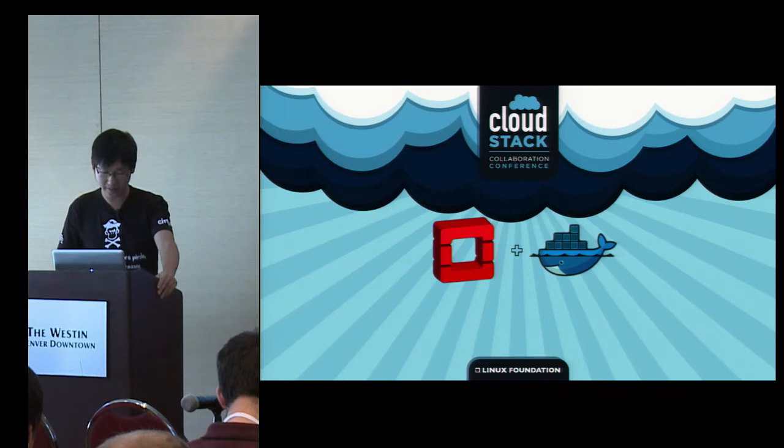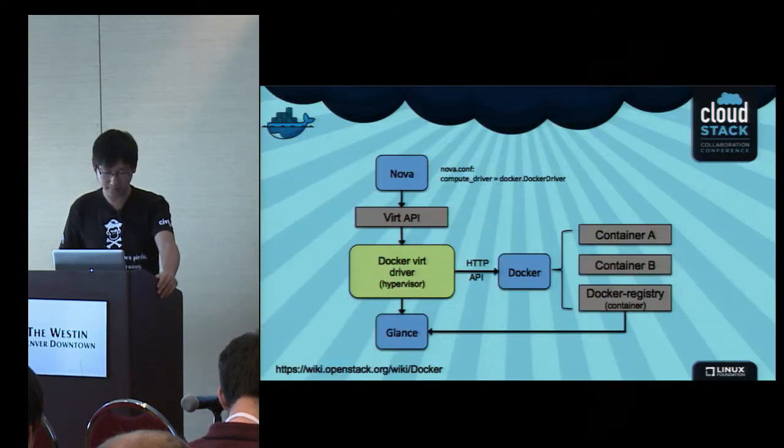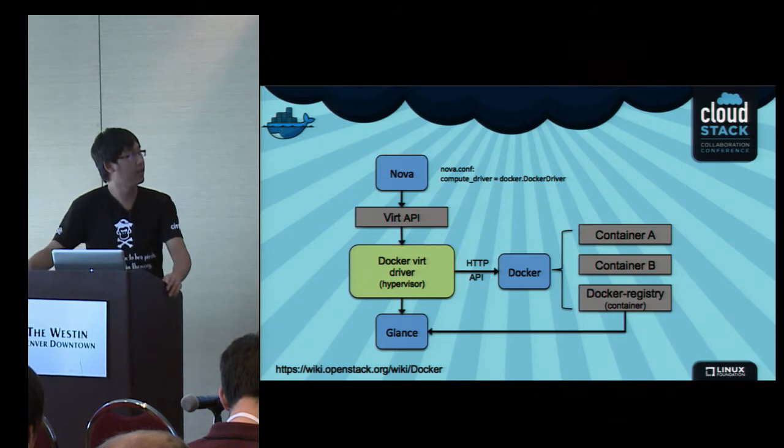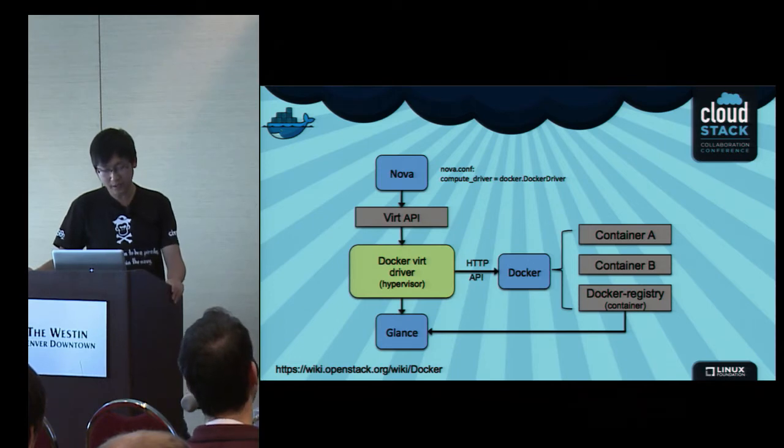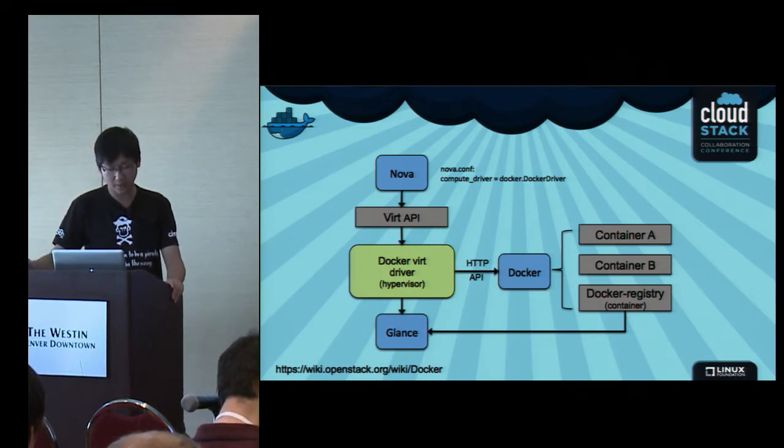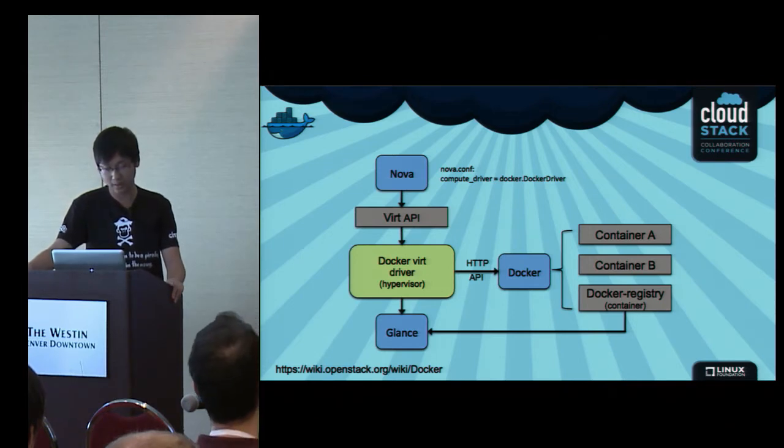Let's talk about the implementation of Docker in OpenStack. Here you can see what OpenStack does with Docker. They build the Docker virt API and Docker virt driver, and then from Nova they call the command to the Docker driver, which sends HTTP requests to the Docker service to provision the container. They also implement a private repository to store the images, and they synchronize with the client.